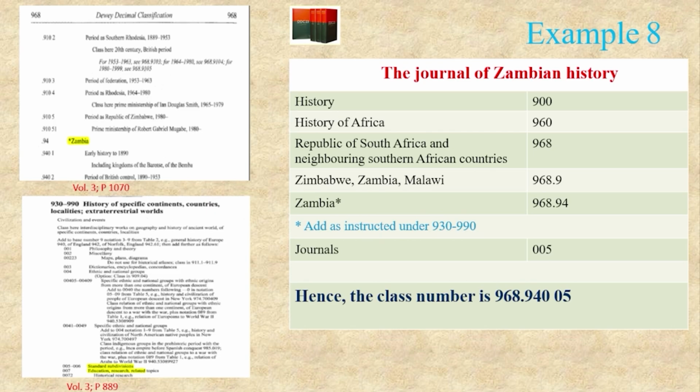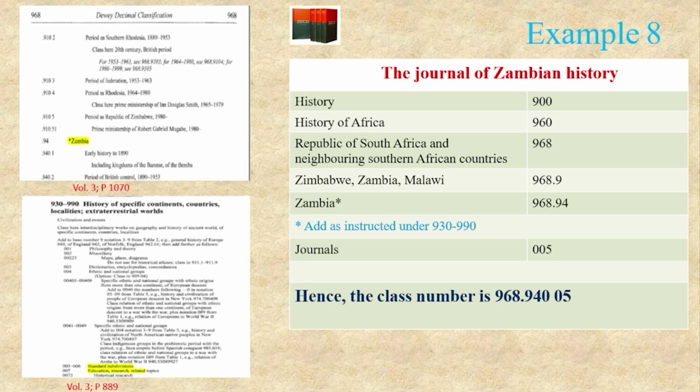So for journals, we have to take the number and add another 0. Why? As the schedule under 930-990 states, add as instructed under 930 to 990, then further add standard subdivision that is under 005-006. So you have to add more 0s. Hence the class number is 968.94005. So learners, for your understanding, we would clarify when 0, 00, 000 may be used or may not be used.